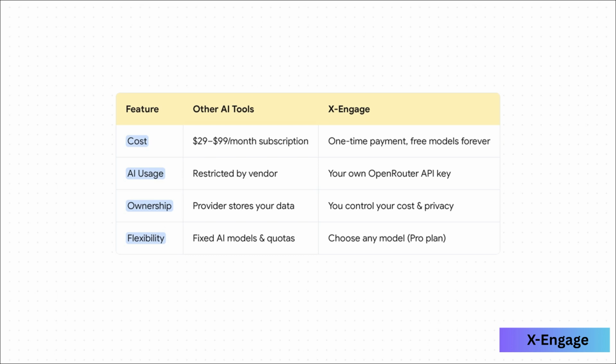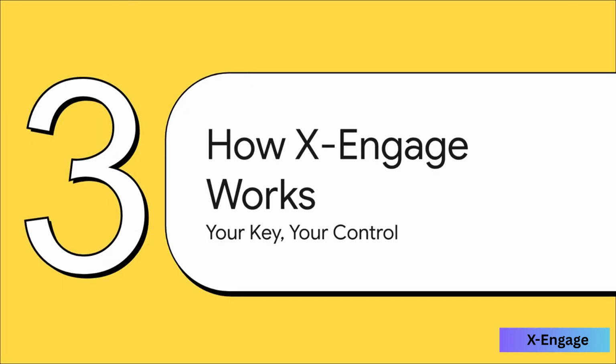Most tools out there lock you into these expensive monthly subscriptions. They control how much AI you can use, and they even store your data. X-Engage just completely flips that whole model on its head. We're talking a one-time payment which gives you total control over your costs, your data, and your privacy. Okay, so how does this thing actually work? Well, the whole philosophy behind it is simple. Put the power back where it belongs, in your hands.